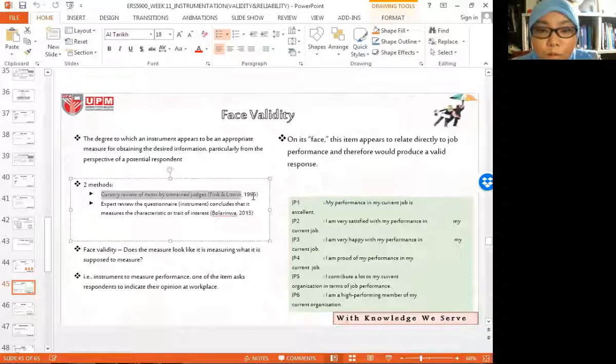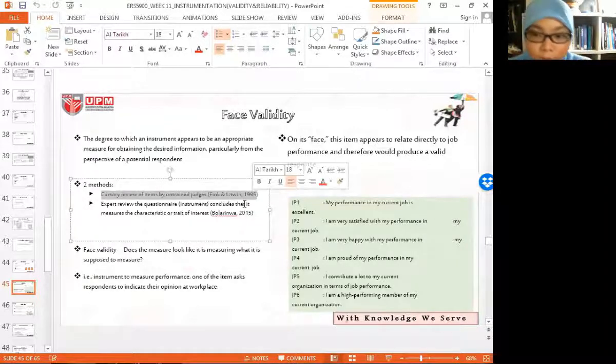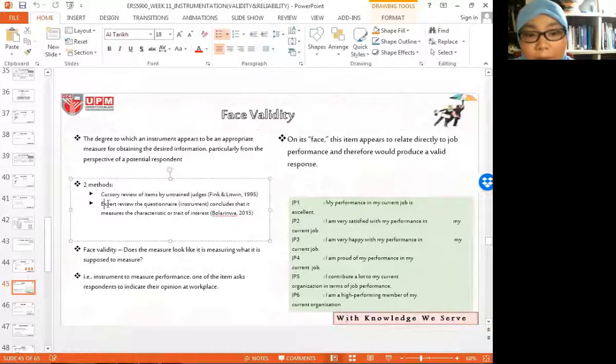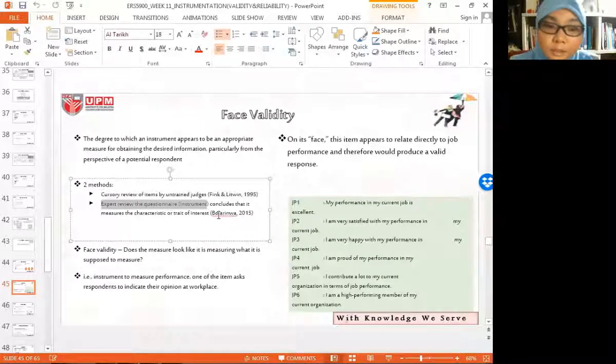According to Fink and Litwin, even though you are an untrained judge or untrained researcher, you are also able to determine the face validity. The second one is determined by expert review of the questionnaire. So there are two ways: either the novice researcher does the evaluation, or the expert. Face validity asks the question: does the measure look like it is measuring what it is supposed to measure?